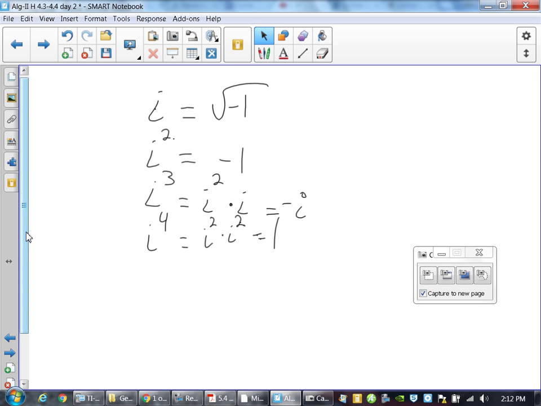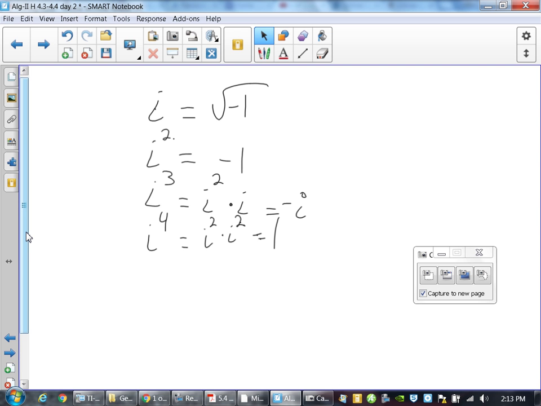Nope. The square root of negative 1 is i. Nope, because it's inside the radical. Because what's the square root of negative 1? It's not distributing in here. It's negative i.